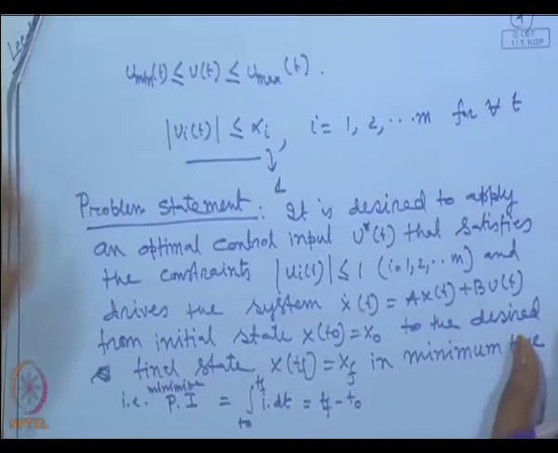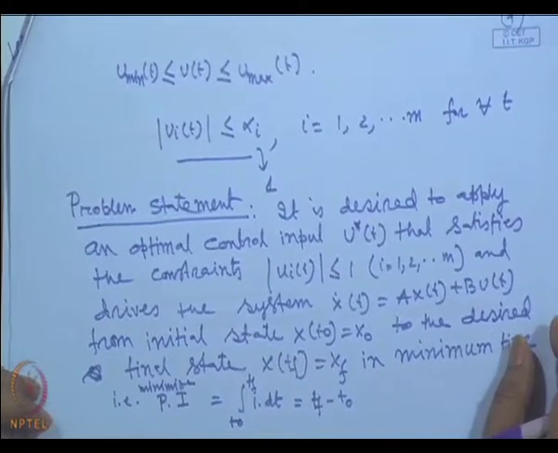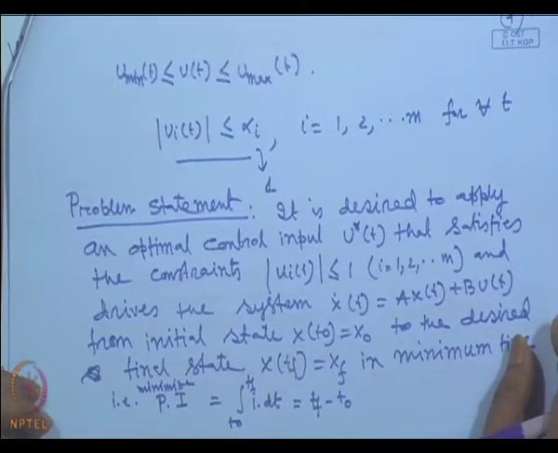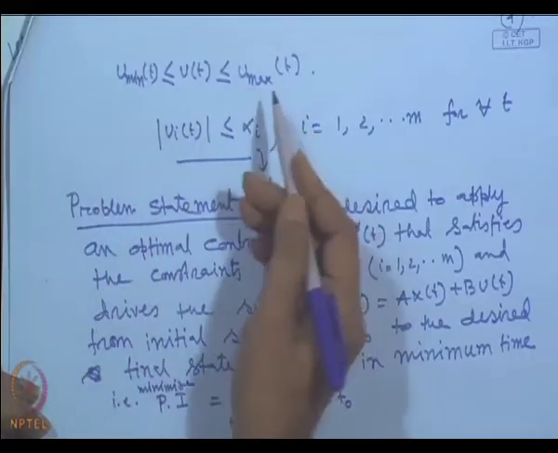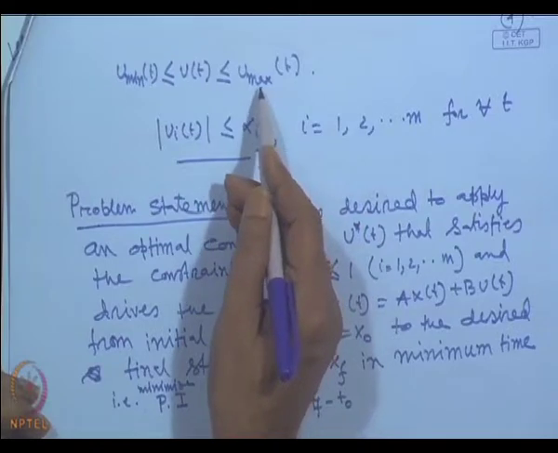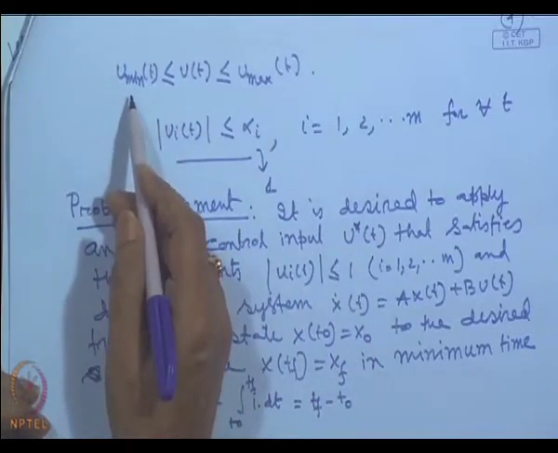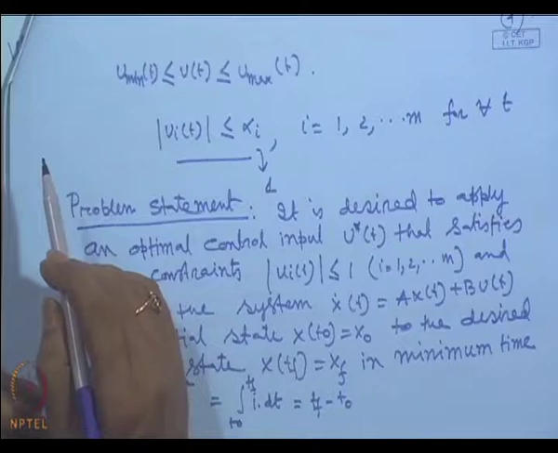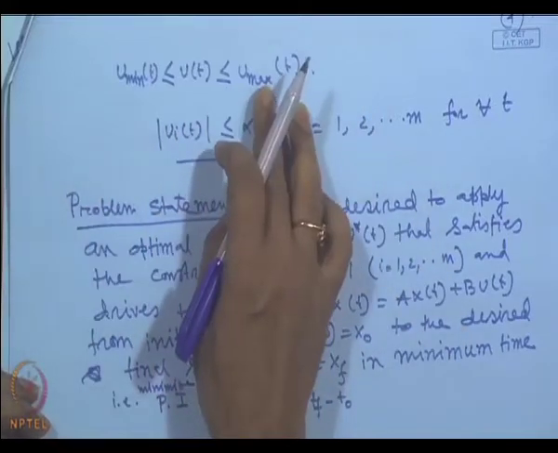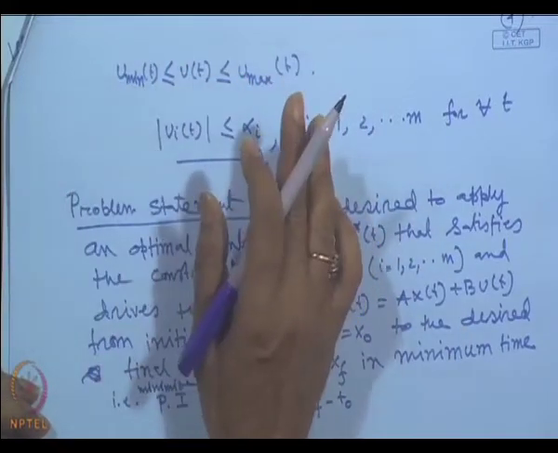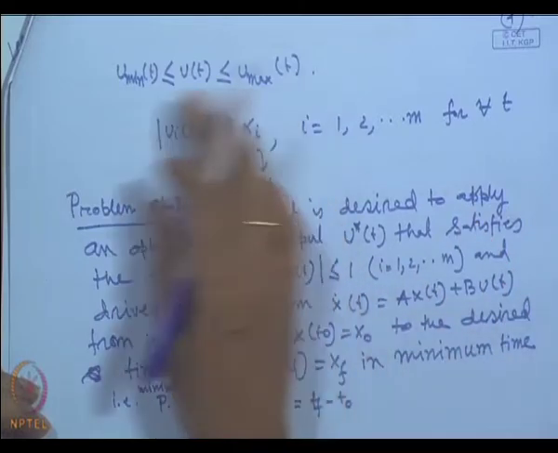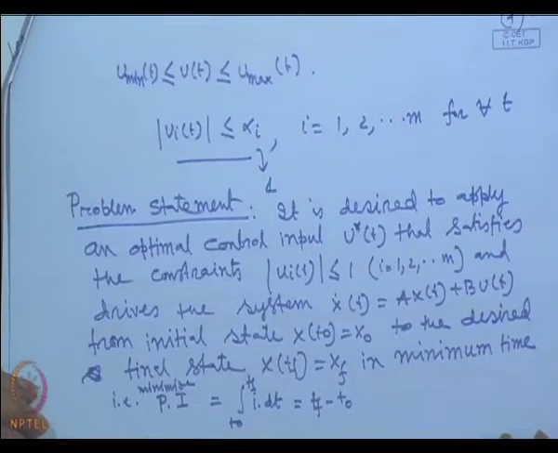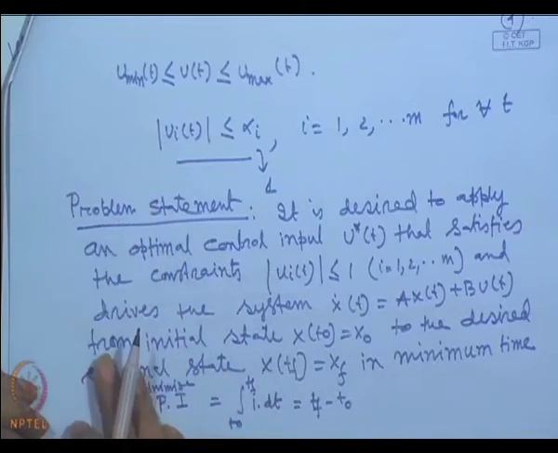And not only this, we have a constraint on the input. Most physical systems have a definite limit on the input to the system. So, the constraints are given: a maximum value of input to the plant, u max, and a minimum value, u min. Generally, this upper and lower limit are the same with positive sign and negative sign. So, our problem statement is like this.